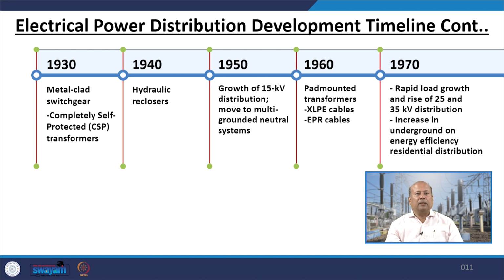1930, metal clad switchgear and completely self-protected transformers, and then 1940 hydraulic reclosers, 1950 growth of 15 kV distribution and a move to multi-grounded neutral systems, 1960 pad-mounted transformers, 1970 we move to rapid load growth and the rise of 25 and 35 kV distribution systems. So, as you closely observe, over a period of time it is not only the technology, but the high voltage experience in the distribution system and the components within it started emerging and evolving.